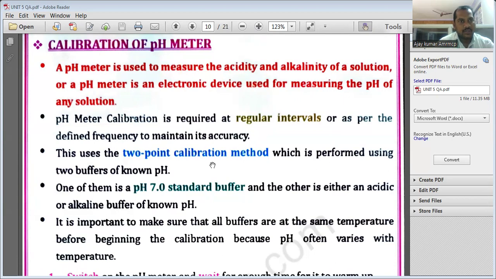So we are going to know about the calibration of pH meter. The pH meter is used to measure the acidity and alkalinity of a solution. A pH meter is an electronic device used to measure the pH of any solution.